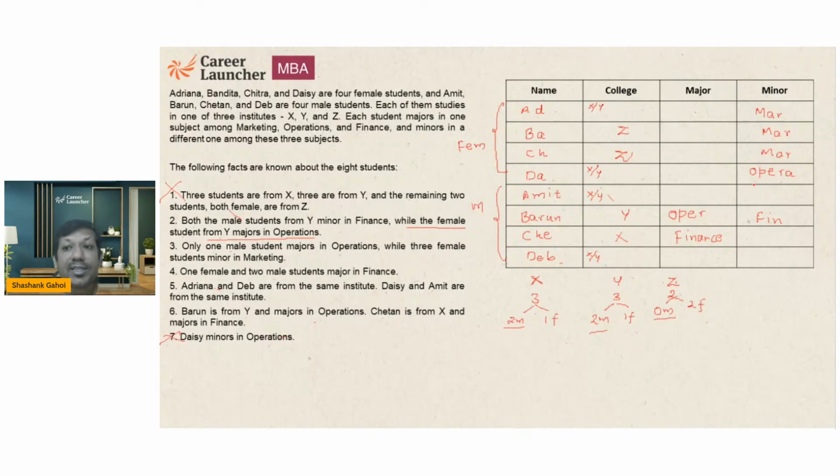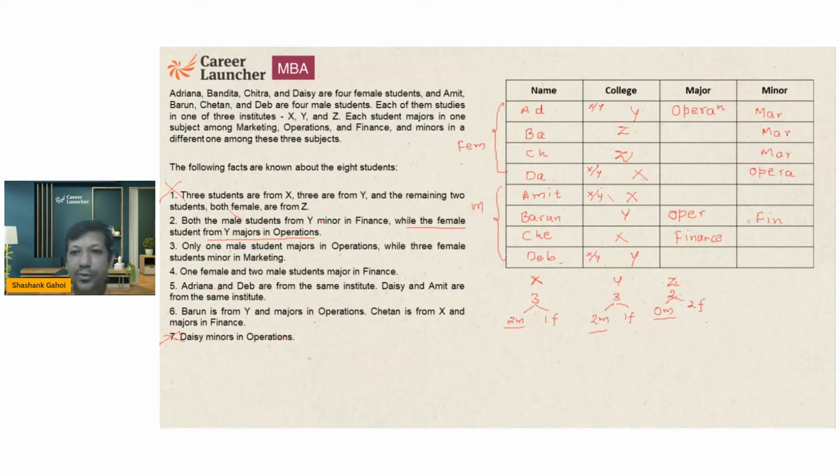So Daisy cannot major in operation. And this cannot be from Z. So basically, the lady from Y majors in operation. It means Adriana should be from here, and she should be from Y. And this is going to be operations. So this Daisy should be from X, and Adriana and Deb belong to the same college. So this is going to be Y and this is going to be X. The arrangement of colleges is complete.